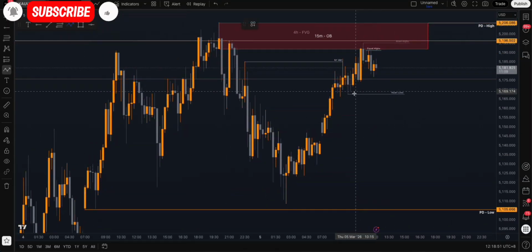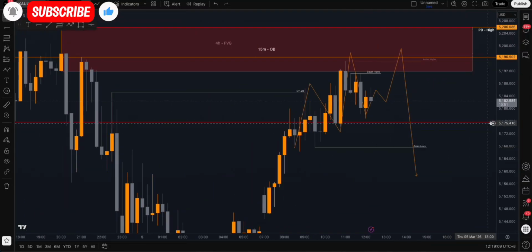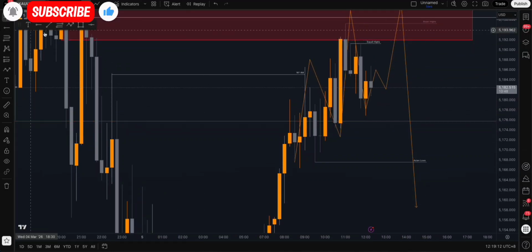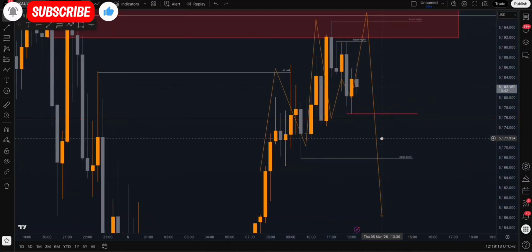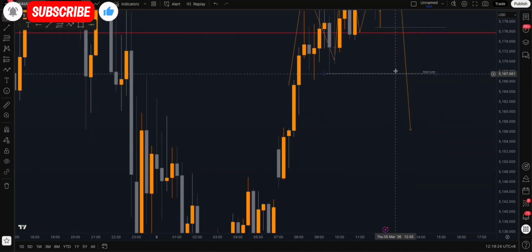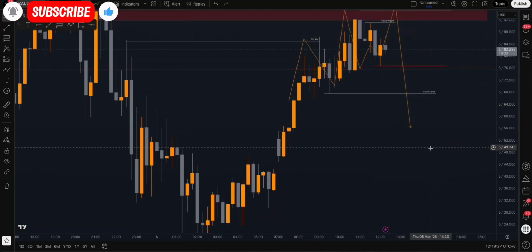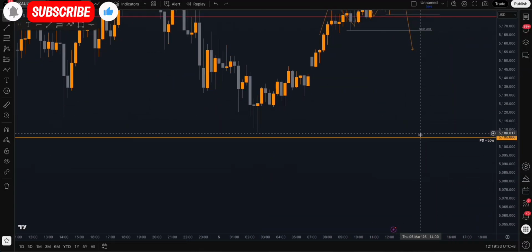A manipulation displacement setup would be a manipulation of a set high, maybe another sweep of the Asian highs before running the displaced low. So the displaced low can be a swing low here, this is a displacement, or the Asian lows, which is a stronger displacement. If we ran through the Asian lows and started to move lower, I would be far more confident in a bearish move towards the previous day's low.